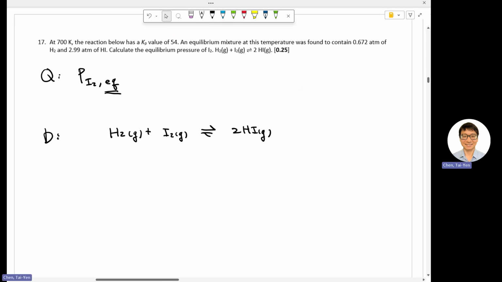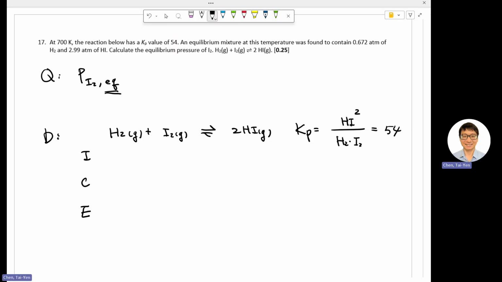Okay, and then you know your Kp is going to equal the pressure of HI to the second power, over the pressure of H2 to the first power times I2 to the first power, and you have a value of 54. Okay, so let's count the things you can actually write out first. Then put down the ICE.